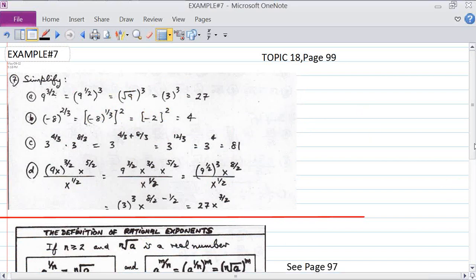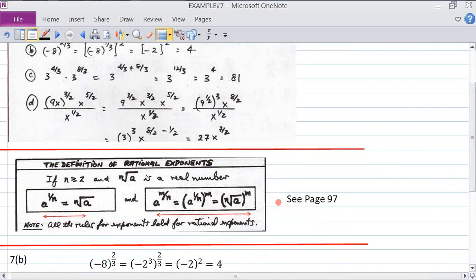And problem number 7, before we do that, we're going to go back to the notes on page 97. And we reviewed this, that if we have a to the 1 over n, this means the nth root of a. So we've got to be able to go from this to that, or from left to right. Or if we have this, we have to be able to go back to this. So for example, if I write 1 over 2 here, where n is 2, then this means that I'm looking for the square root of a.